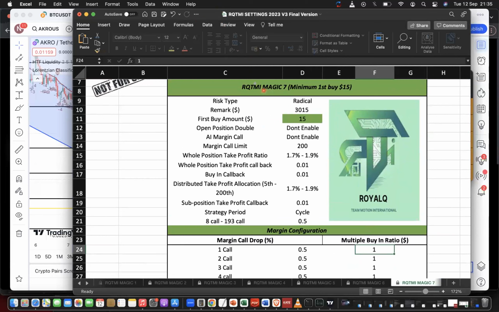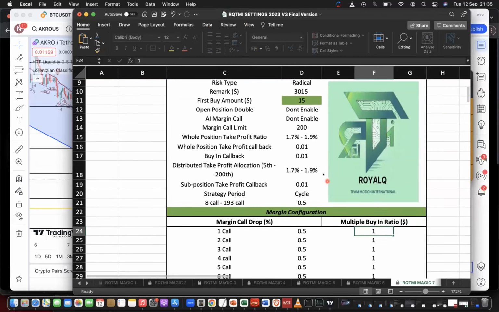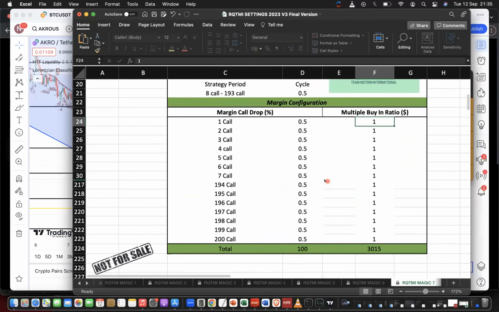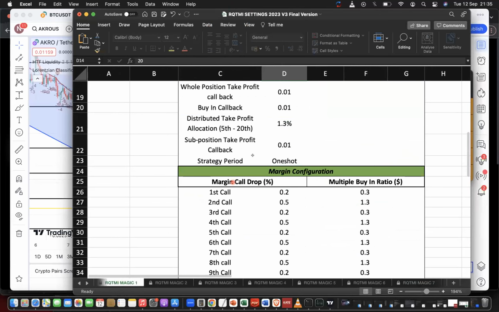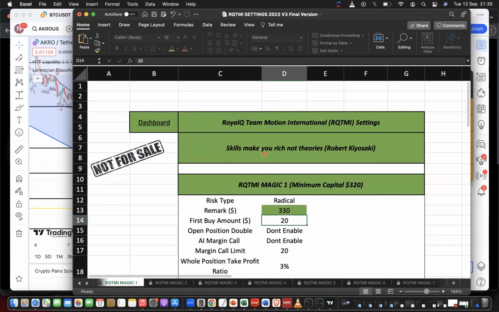It's called Magic 7, but I call it Method 7 because I don't believe there's magic to anything. I believe we have methods. Your capital determines the method you use. So let's go to method 1, which is popularly called Magic 1. What is method 1 for?